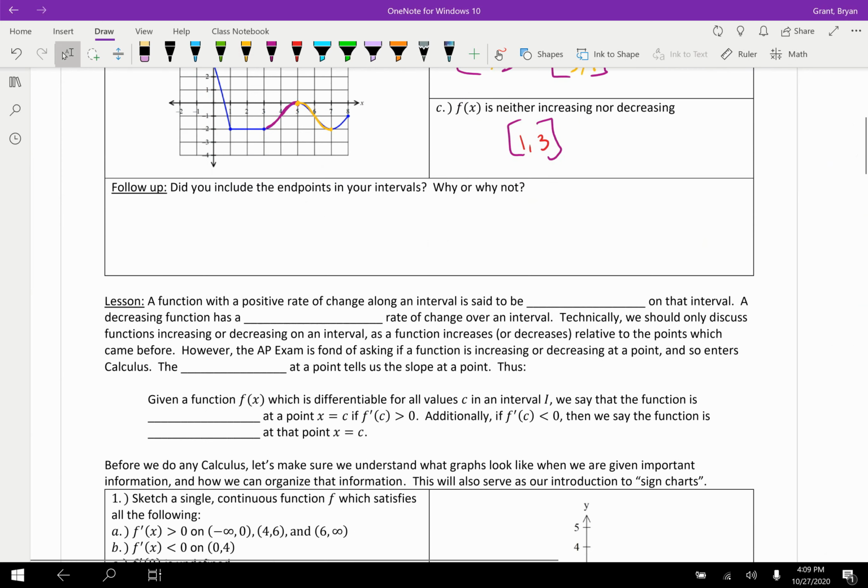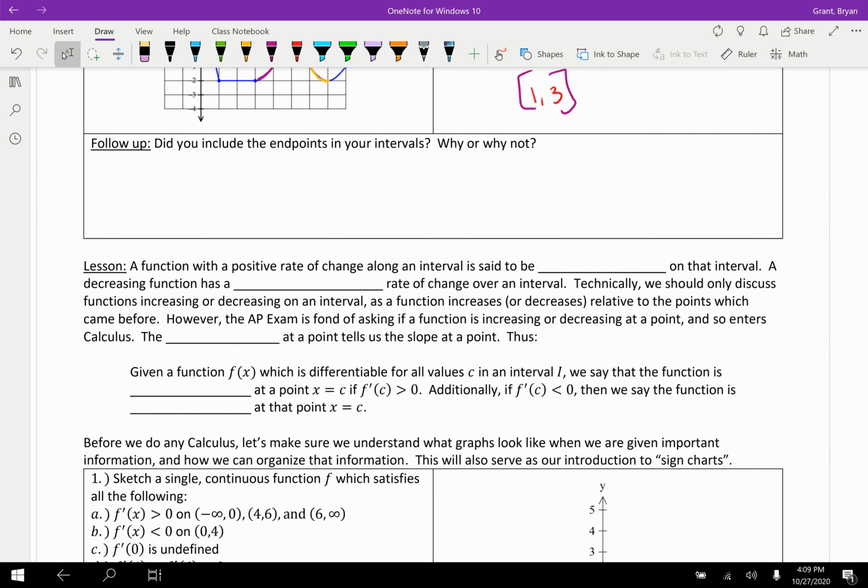So let's go ahead and fill in a couple blanks. A function with a positive rate of change, that is a positive derivative, along an interval is said to be increasing on that interval. Positive rate of change, positive slope, positive derivative, if you'd like. A decreasing function, of course, has a negative rate of change, negative derivative, negative slope.